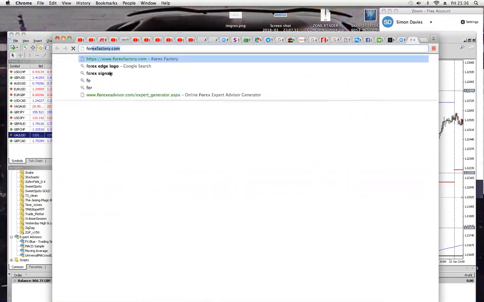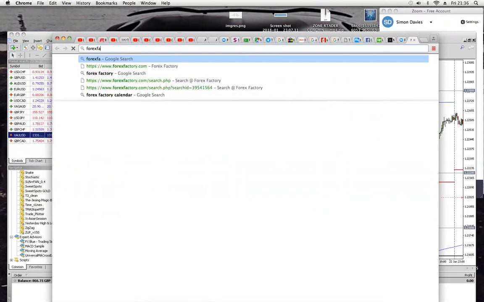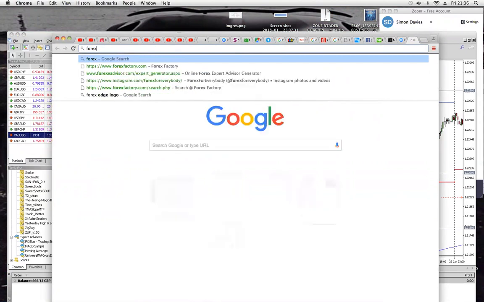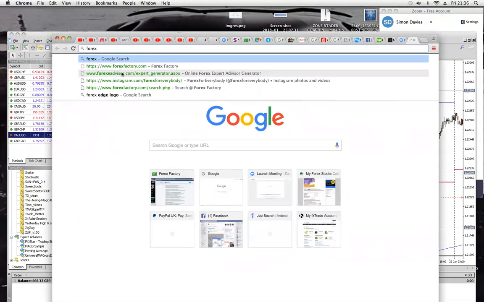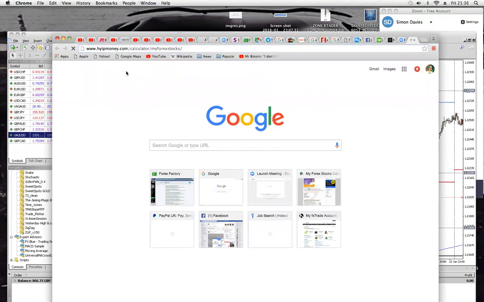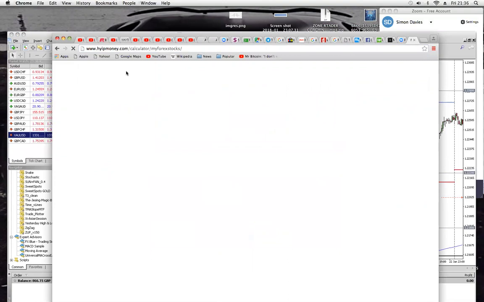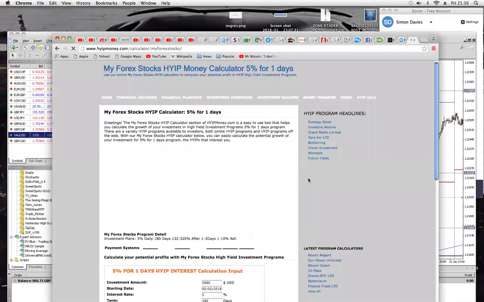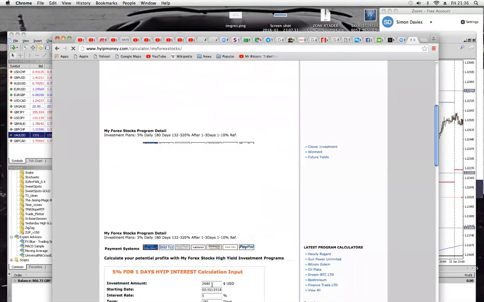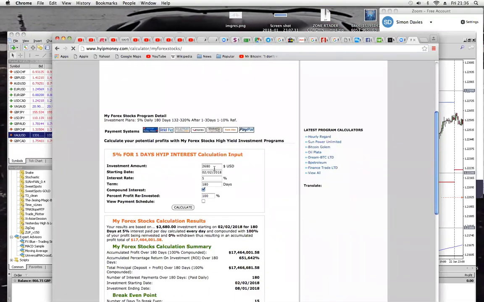I'll show you something compound wise. This is crazy. If you just traded 3 pairs every Tuesday for a full year, it's absolutely insane. So this is Hype Money Calculator. It's my Forex stocks. You go on Hype Calculator and you find the my Forex stocks calculator, and you put in $100. This is why your Tuesday is your compound machine. We can just trade Tuesday.